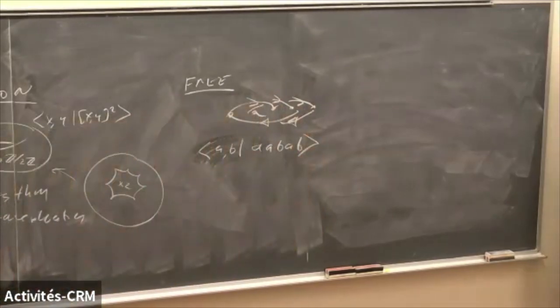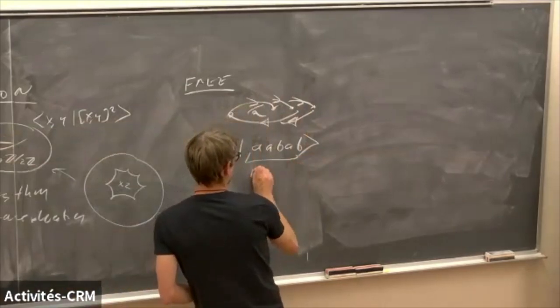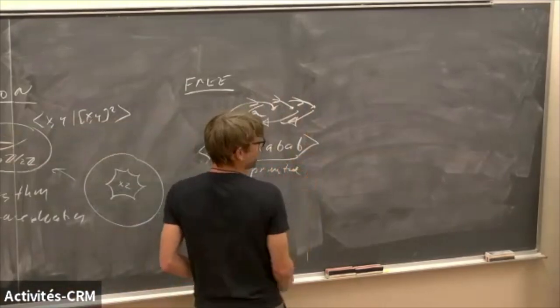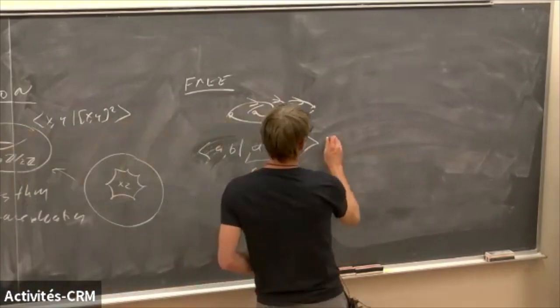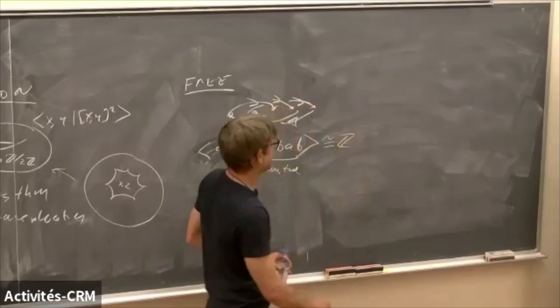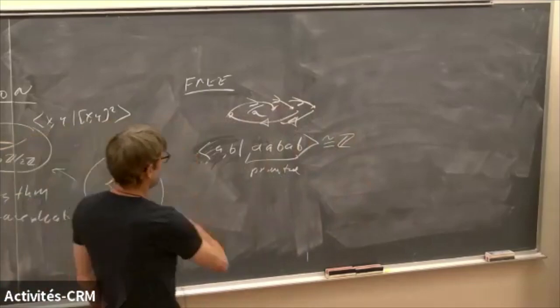So here's an example. This is a primitive element. So this is a primitive, meaning a part of a basis in the free group of rank two. And this is just isomorphic to. All right. And what does the presentation complex of this thing look like?